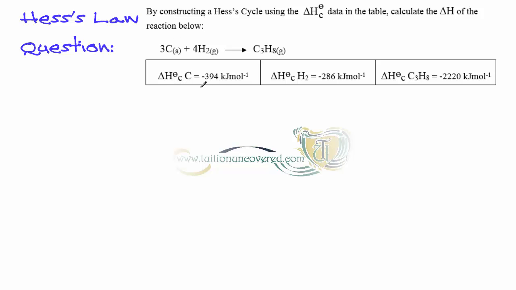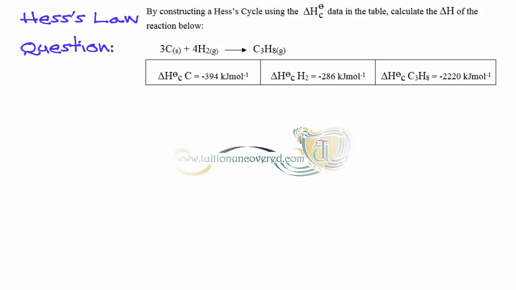Here's combustion data for carbon. This is specifically for graphite. Hydrogen, combustion of hydrogen, and the combustion of propane. Some of you may already feel confident to have a go at this. Have a go, pause the video now before I reveal the answer of how I would approach a Hess's Law question.